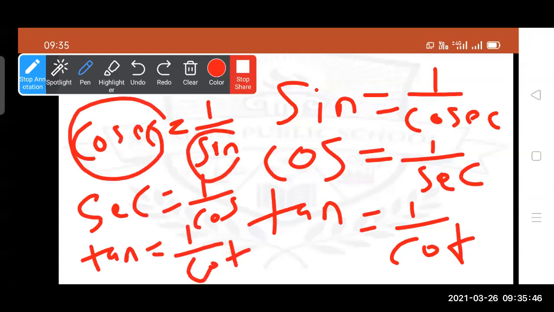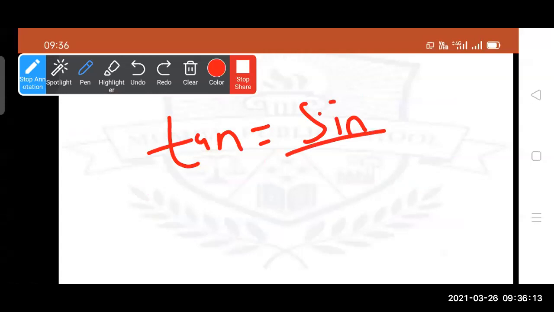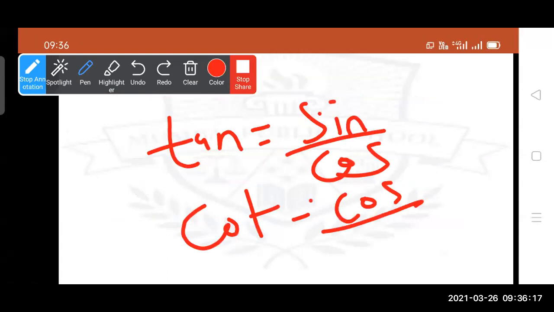Here sine is opposite to the hypotenuse. So cosec is hypotenuse to the opposite. Cos is the ratio of adjacent to the hypotenuse. So sec is the ratio of hypotenuse to the adjacent. And for cot, it is the ratio of adjacent to the opposite. And also remember, tan is equal to sine by cos, and cot is equal to cos by sine. Okay, remember these ratios.